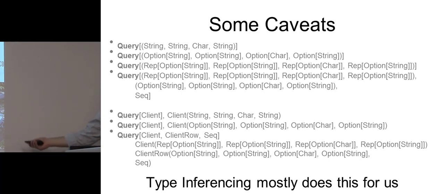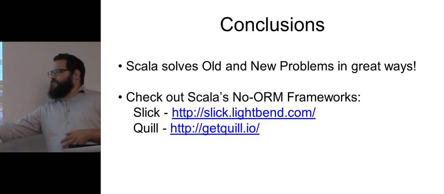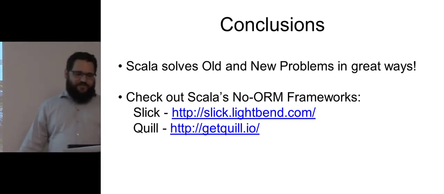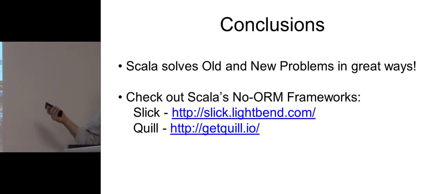So, this is what you ultimately have to deal with. This is the cost. And, yeah, type inferencing does a lot of this for us. I dare say most of it, at least in my case. So, conclusions? I like to call it no ORM, which is what Scala does. And here are the URLs for these guys. And ultimately, I think Scala is the language of the future because it solves not only the newer problems in great ways, but some of the older problems as well. Thank you.